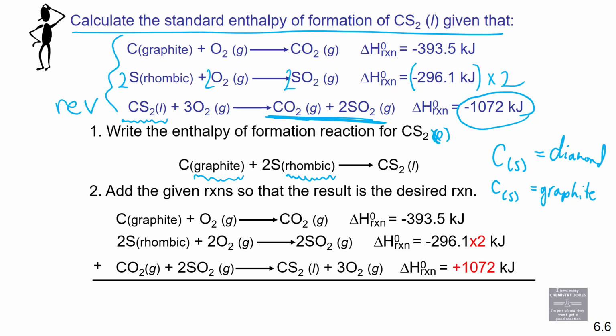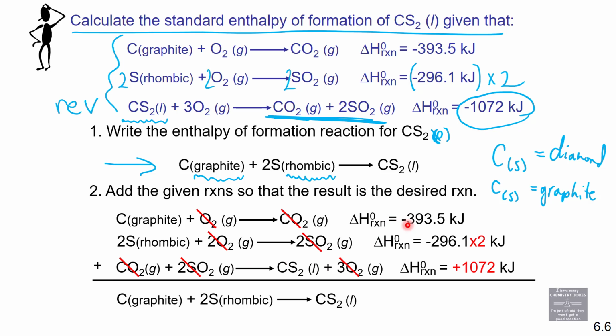My hope, my plan, if everything works out magically, is everything cancels except C graphite plus 2 S rhombic yielding CS2 liquid. So I got 1, 2, 3 O2s on the reactant side. Cancel those with 1, 2, 3 O2s on the product side. I got a CO2 on the reactant side. I got a CO2 on the product side. Cancel that thing. All that's left is I got 2 SO2 and 2 SO2. Cancel that thing. What I'm left with is my desired equation.